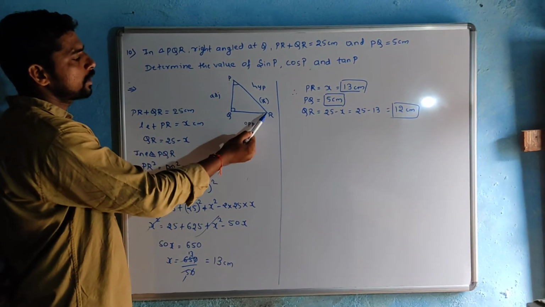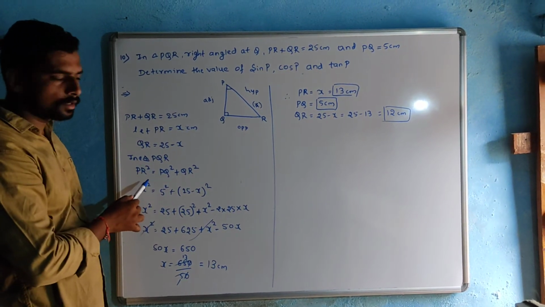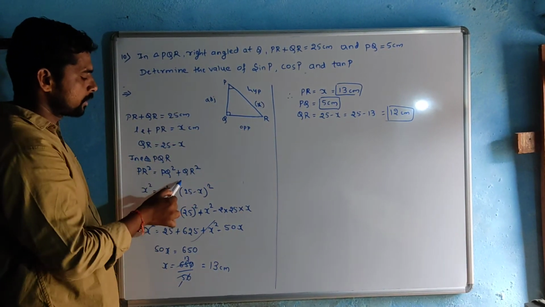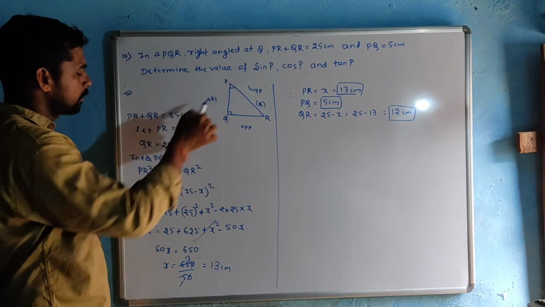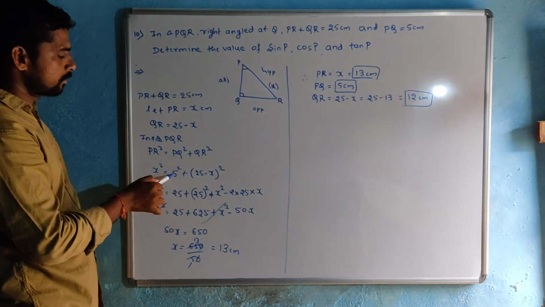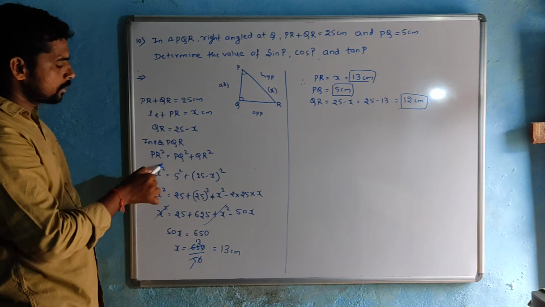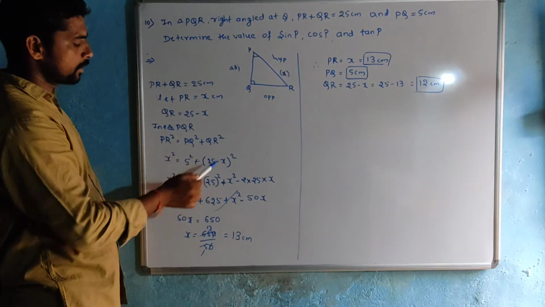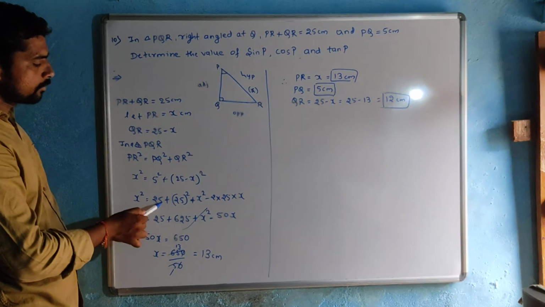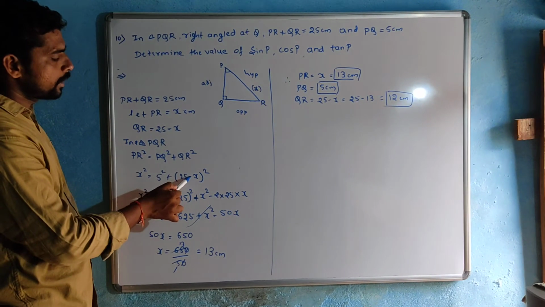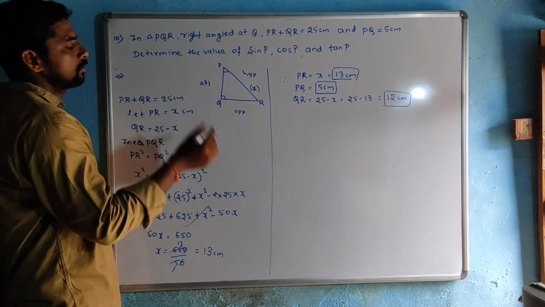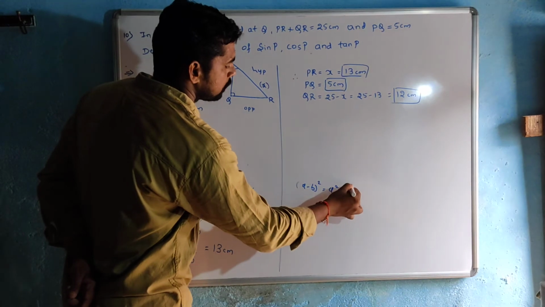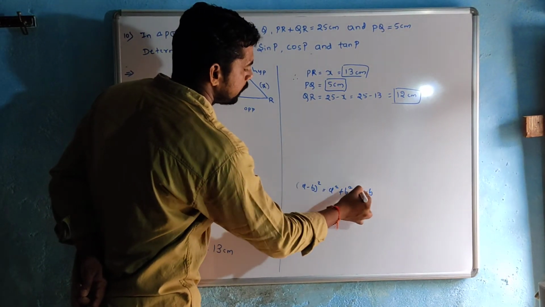Here PQR is a right triangle. By applying Pythagoras theorem, PR square is equal to PQ square plus QR square. He has given PQ, 5 square. I took PR as X, therefore X square. QR, 25 minus X whole square. X square, 5 square is 25, and this one is A minus B whole square. This formula, already you know, A square plus B square minus 2AB.